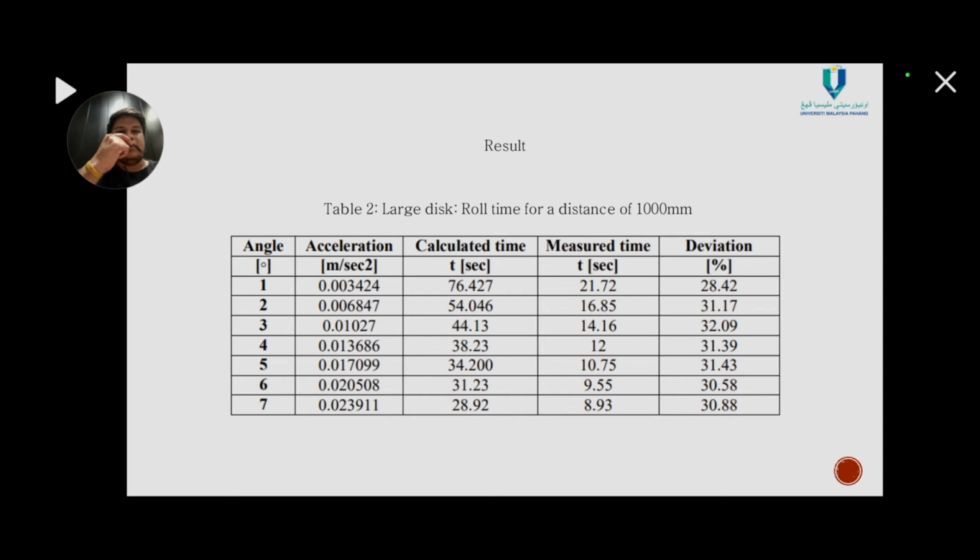Next is table number 2, about the large disc roll time for a distance of 1000 millimeters. This result shows acceleration, calculated time, measured time and deviation, which are calculated. These are for the roll time for a distance of 1000 millimeters. As for acceleration, at an angle of 7 degrees it is faster compared to the other angles between 1 degree and 6 degrees. That's all.